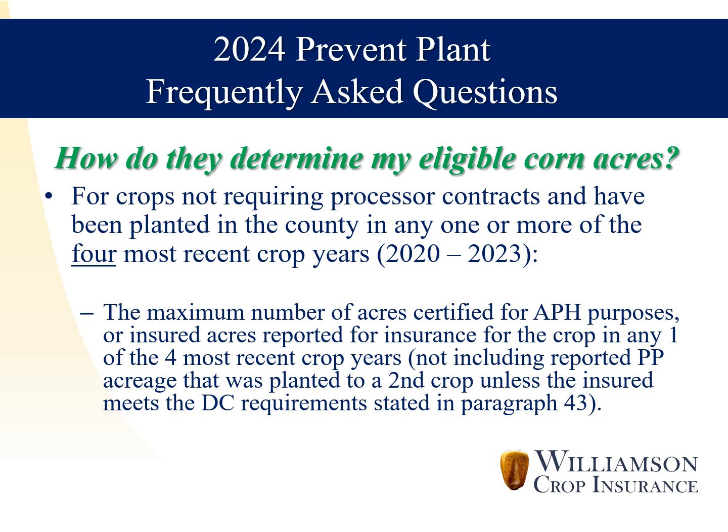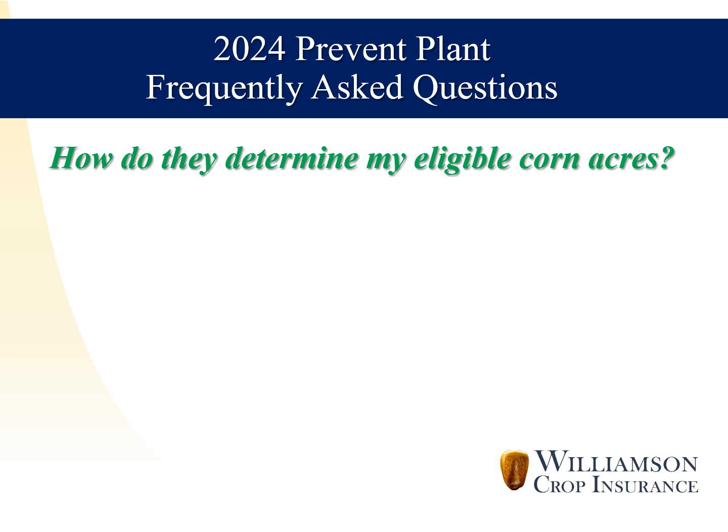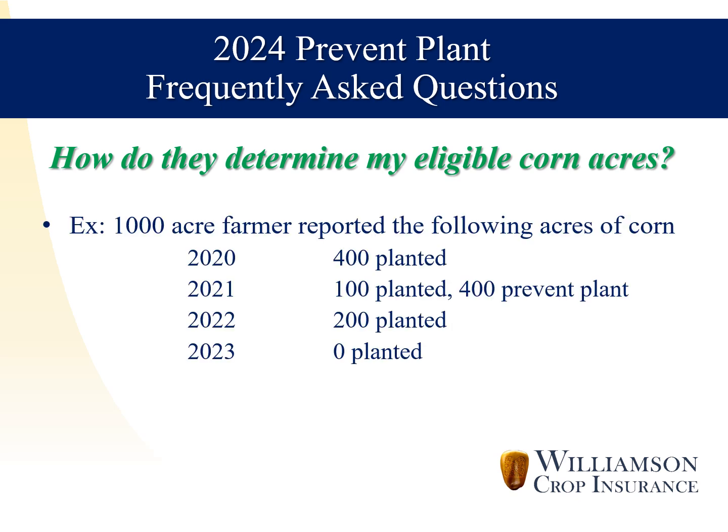And the verbiage at the beginning of this, it says not requiring processor contracts. All that means is popcorn. That's popcorn in our area. You need a processor contract. So this is working with corn and soybeans. Looks at the last 4 recent years. And I'll get into an example on this.